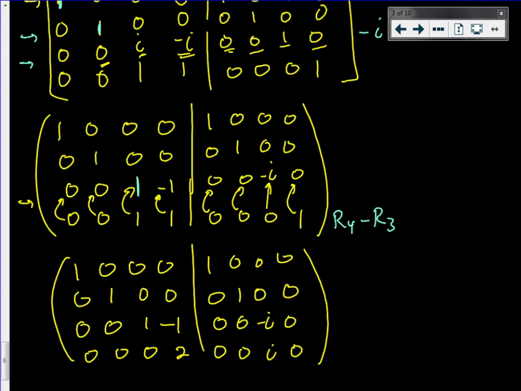Okay. Looking good. Now, row 4 has a non-zero entry right here. I'm not going to make it 1 yet, but I need to kill off that 2. If I do 2 times row 3, that'll put a 2 here. Then I'll just take away the 2 from row 4.